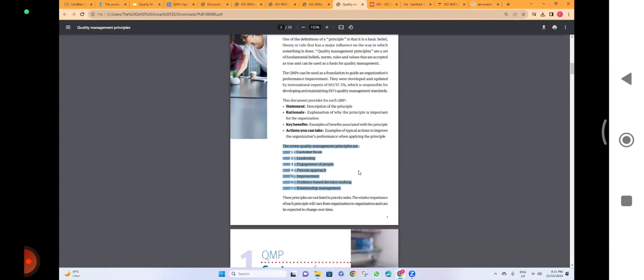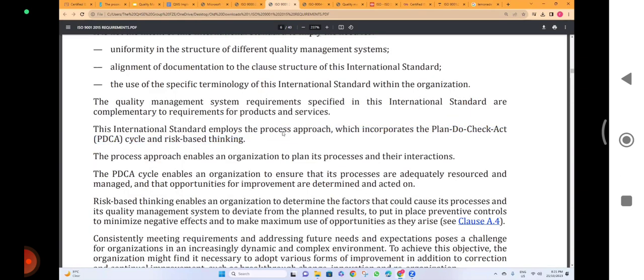By the way, there are more than 50 quality management standards, in case you do not know. It's not only ISO 9001 or total quality management. There are over 50. But the reason why ISO 9001 is the most prominent one is because it is the easiest and most effective way to meet these quality management principles. ISO does that by employing the process approach, which incorporates the PDCA and also the risk-based thinking. And that is what we are going to do.